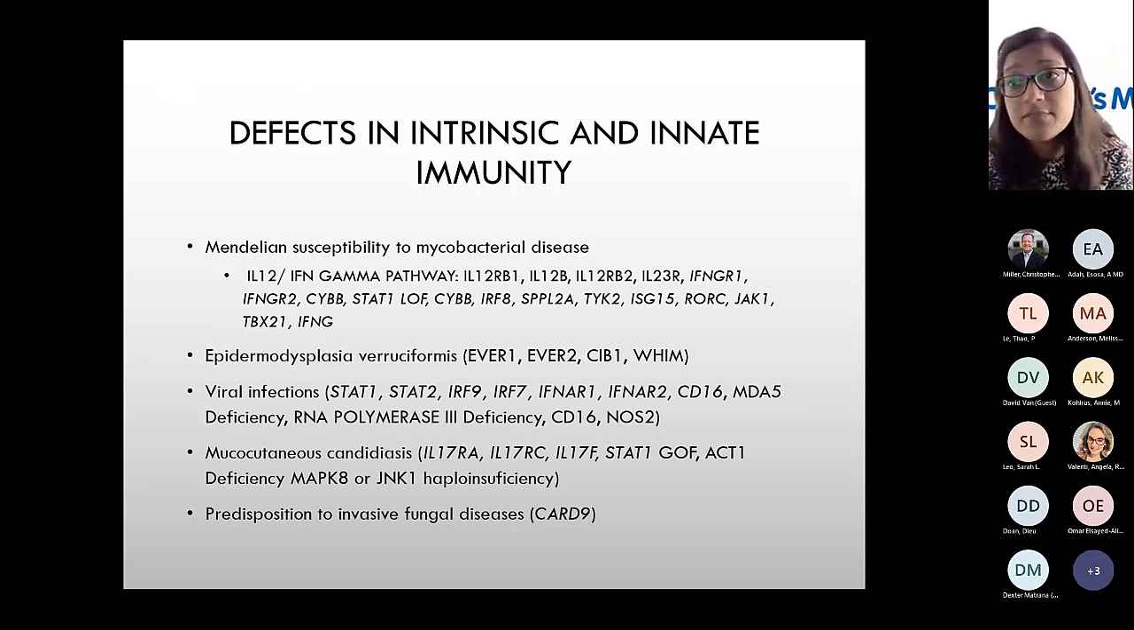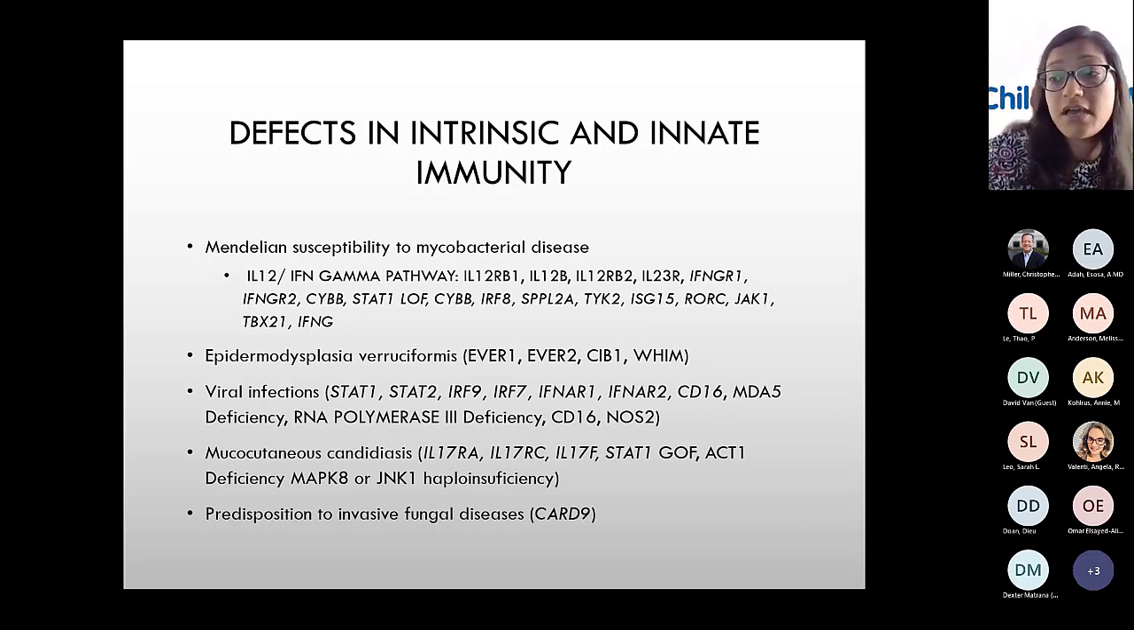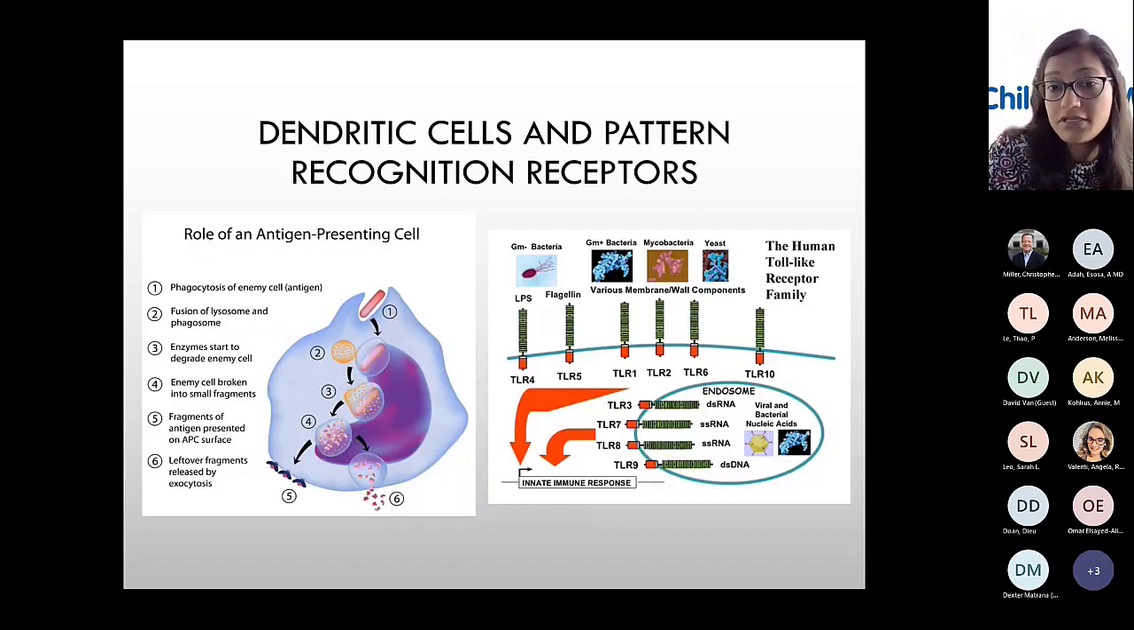Defects in innate immune system, there are lots of different types. There are several different categories, subcategories in this category as per IUIS classification. The big ones are Mendelian susceptibility to mycobacterial disease, epidermodysplasia verruciformis, as well as other different viral infections. So again, I don't want you to focus on the gene names, but that's something that you'll over time get accustomed to looking at. Mucocutaneous candidiasis or invasive fungal infections are other categories that have several genes that can predispose them to those defects.